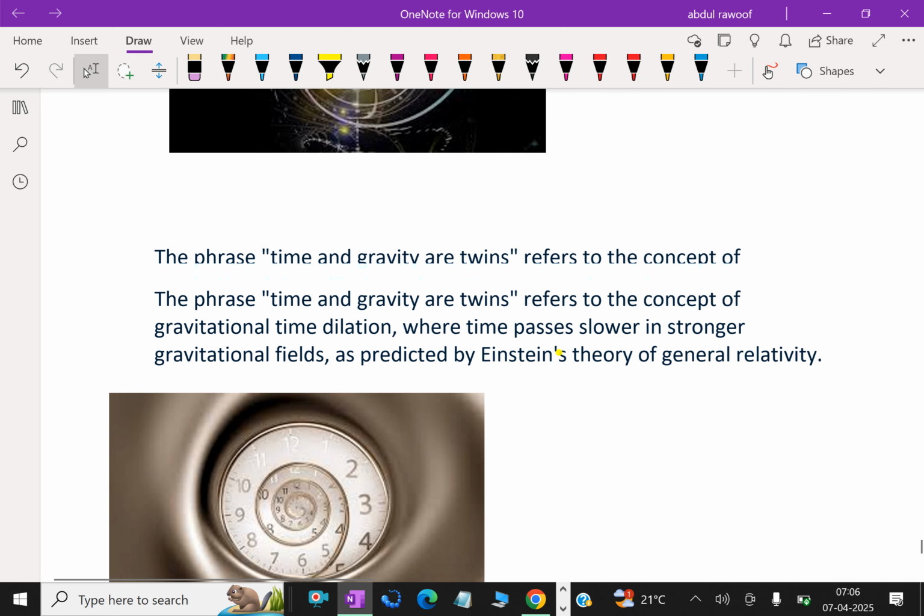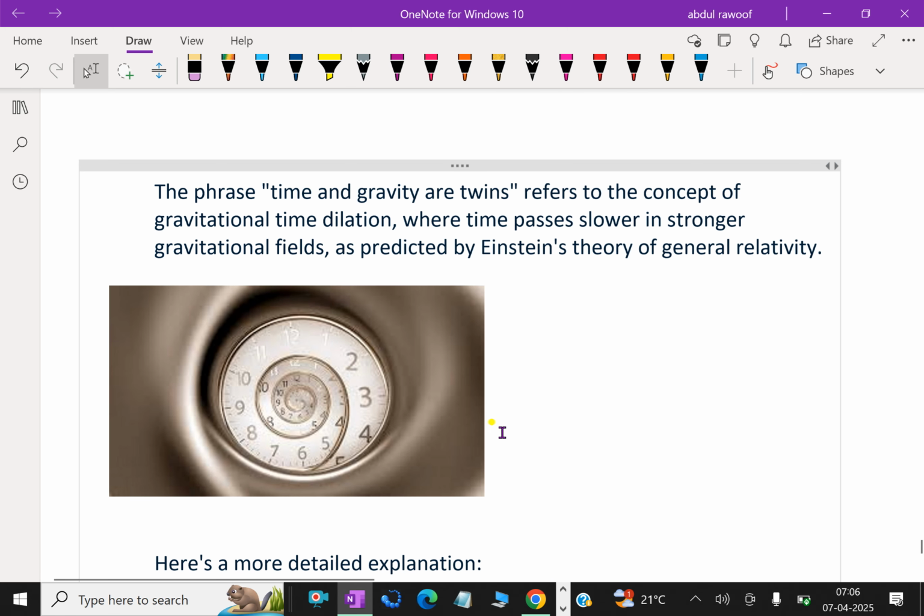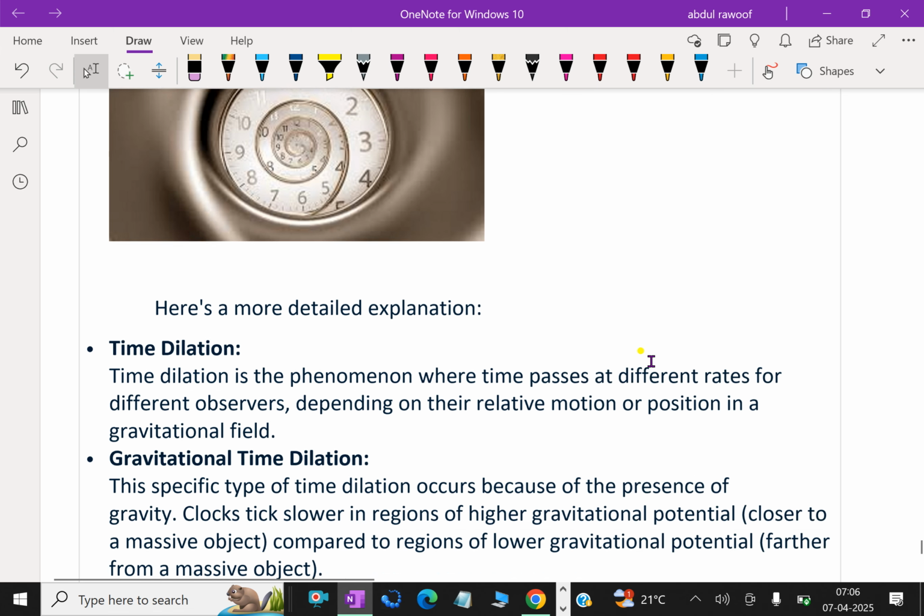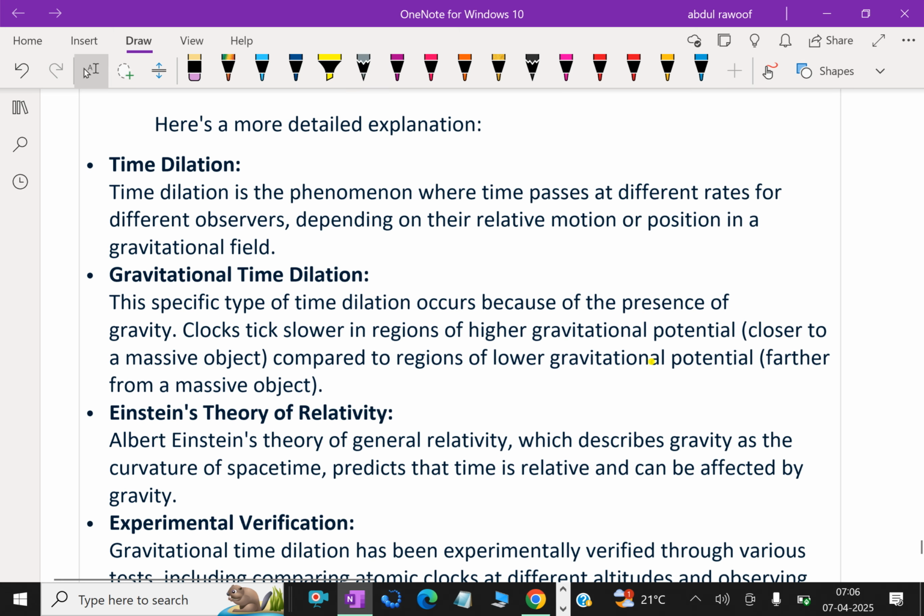The phrase "time and gravity are twins" refers to the concept of gravitational time dilation, where time passes slower in a stronger gravitational field, as predicted by Einstein's theory of general relativity. Time dilation is the phenomenon where time passes at different rates for different observers depending on their relative motion or position in a gravitational field.